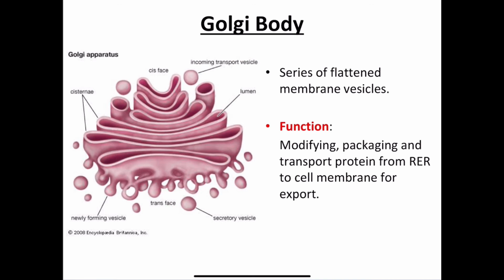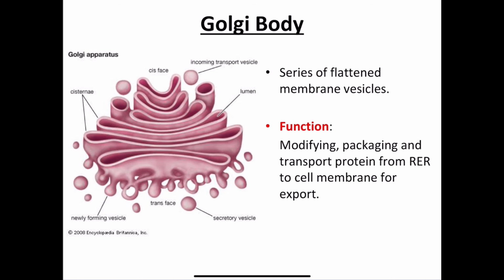So dia receive protein daripada RER, rough ER di cis phase. Dan dia akan release vesicle protein ini di trans phase. So itu adalah Golgi Body. Untuk Golgi Body, penting sekali cara penulisan dia. G dia must be in capital letter lah. Okay, G dia must be in capital letter.